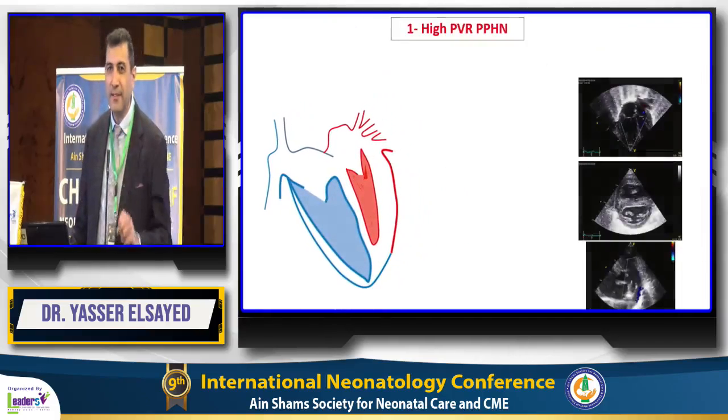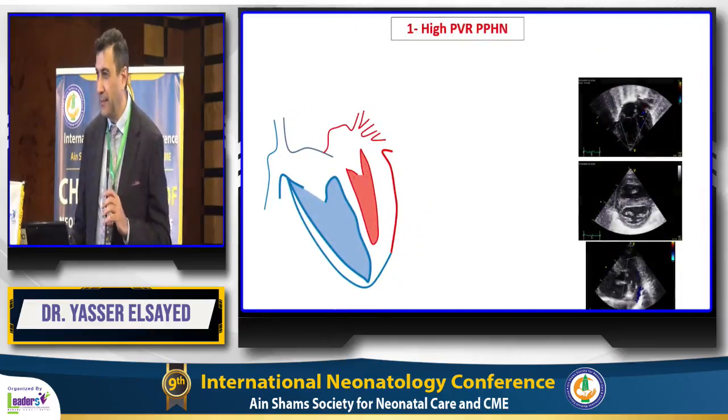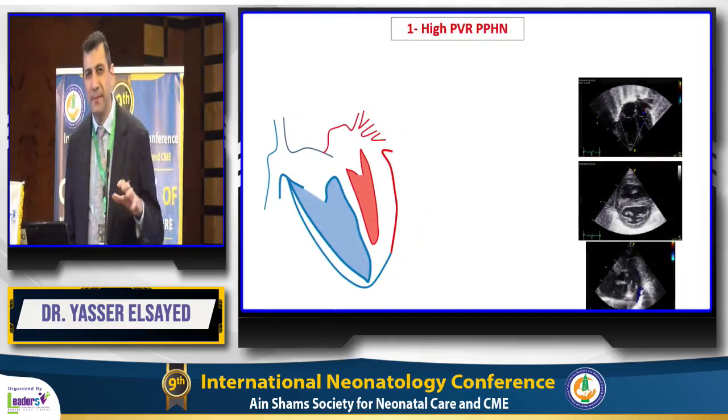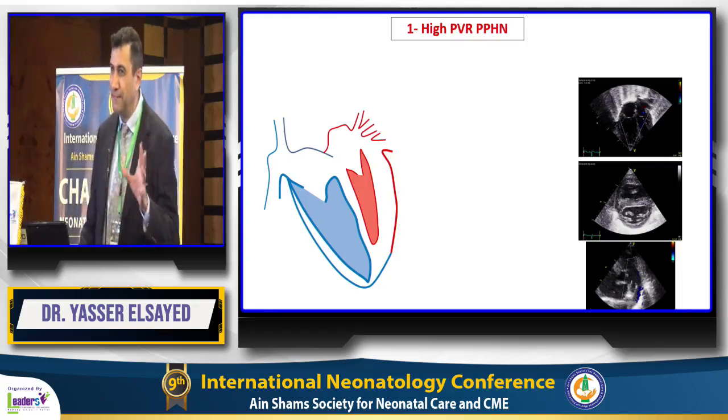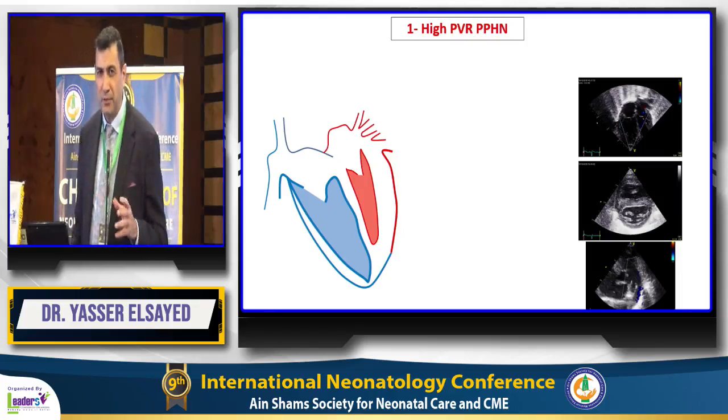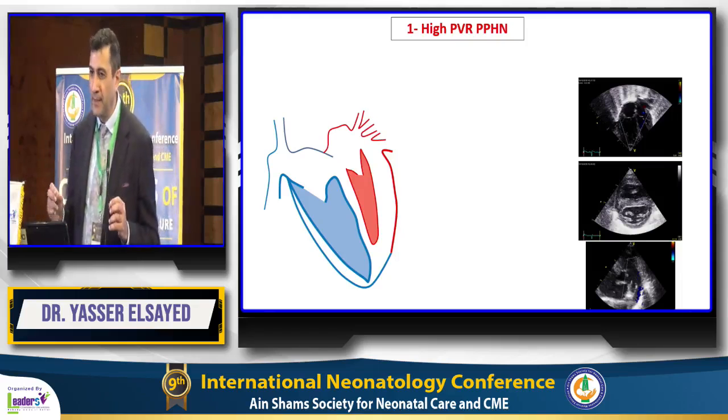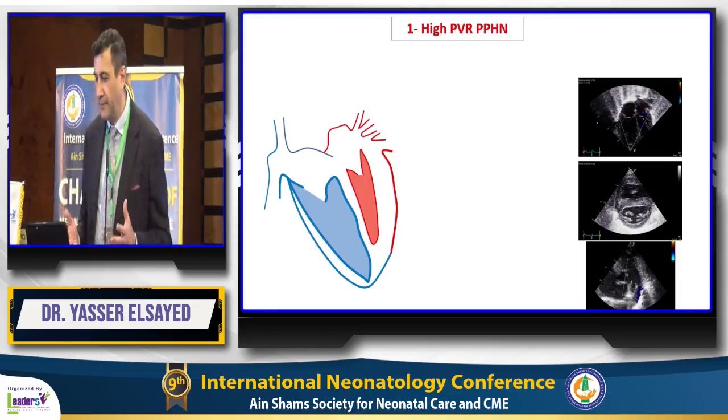So let us now discuss the phenotypes one by one. The first one is the high pulmonary vascular resistance, or typical PPHN. Not all pulmonary hypertension is PPHN. Don't use PPHN as a synonym for pulmonary hypertension. They are different. Pulmonary hypertension is a spectrum of diseases, and PPHN is one of them, the first one.